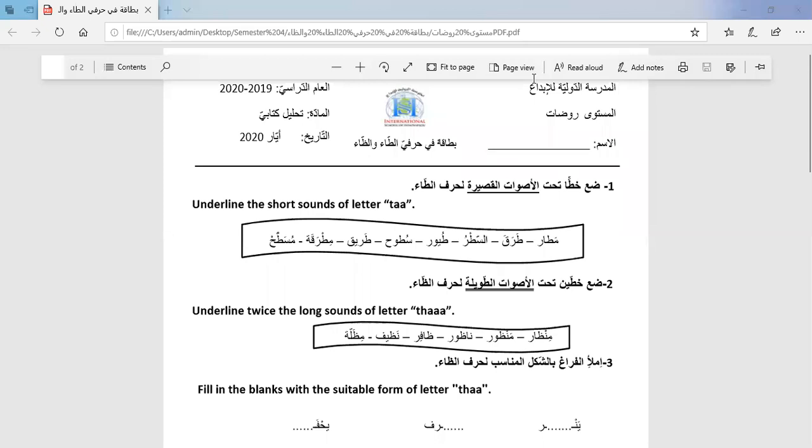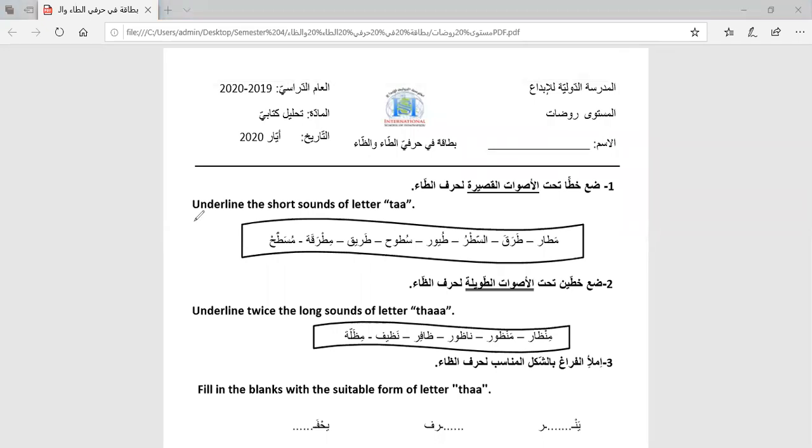So here we say, underline the short sounds of letter ta. Here we're not talking about letter tha, we're talking about letter ta. Let's refresh our memory. What's the difference between ta and tha? When I say ta, the ta is the letter that doesn't have a dot above it, okay? We don't have a dot for letter ta. But for letter tha, we have a point. So we have to make sure that when writing the letters, we write them properly, one that has a dot and one that doesn't have a dot, okay?